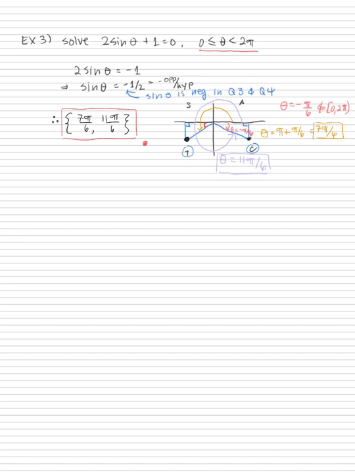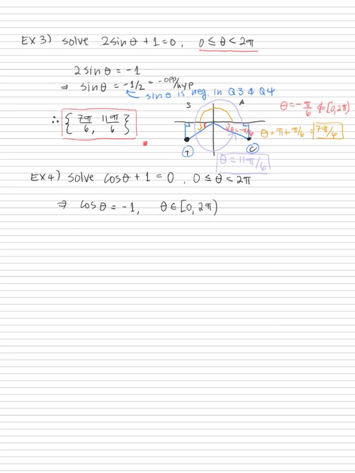Okay, now let's look at another example. So let's call this example 4. Solve cosine of theta plus 1 equals 0. And theta is again between 0 to 2 pi. Okay, so let's follow it through. So cosine of theta plus 1 equals 0. So that implies that we have cosine of theta equals negative 1. And we want that theta to be between 0 and 2 pi.